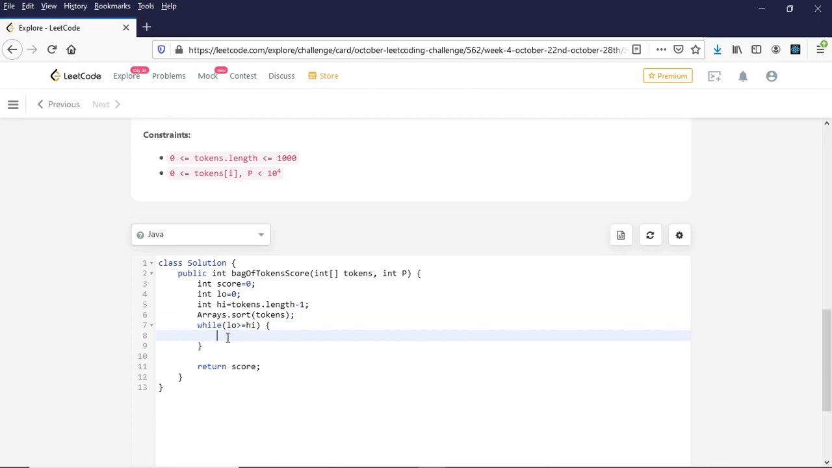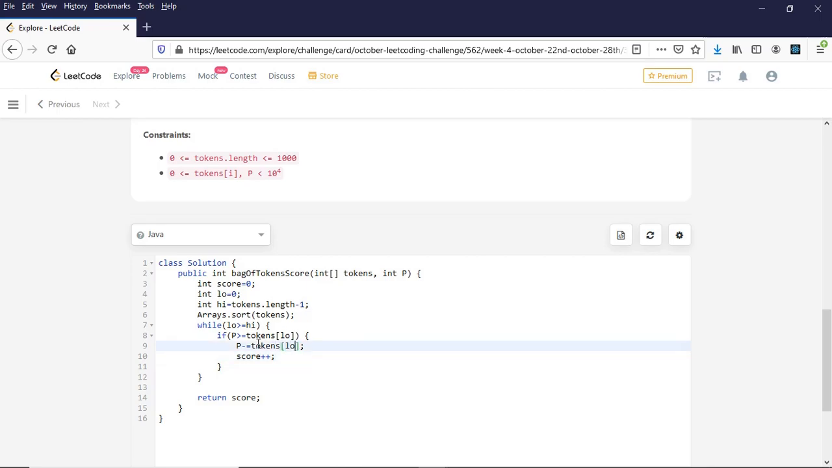So once this is sorted, now I can check if my p is greater than or equal to tokens of low. So if this is the case, I can trade the p value, right? That is, I can do the face up play. So my power will decrease. So p minus equal to tokens of low and my score will increase. So my score will be plus plus, and since I've used that low value, I need to increment the value of low. So I can rather do that directly here.